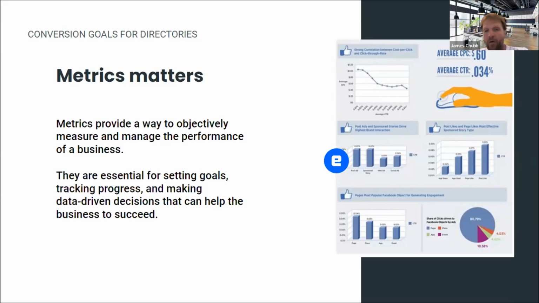Metrics also allow you to set specific, measurable, and achievable goals for your business, and help align the resources that you're putting into those, whether that's budget or time, etc. And of course, monitoring your progress as your business grows towards achieving those goals, and making all those data-driven decisions. So anyway, metrics are very, very important in any type of business. And today we're going to talk about conversion goals for online directories. So at this point, I will turn it over to Emerson.